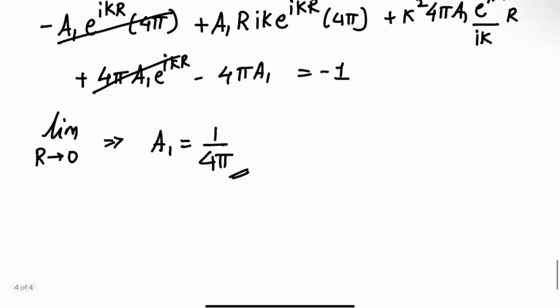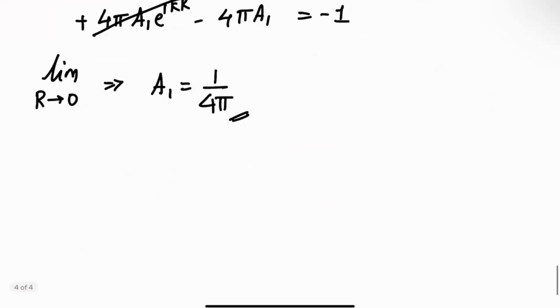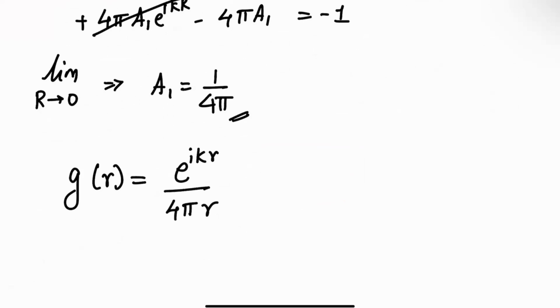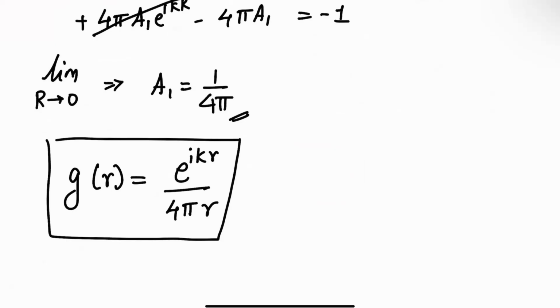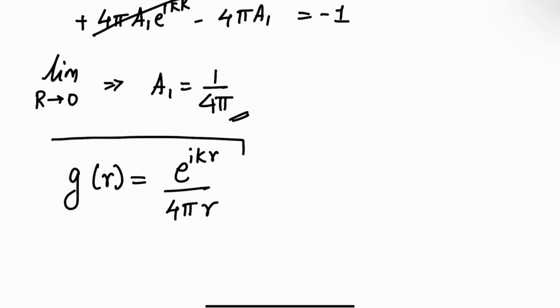Okay, so once you have that, we know what the exact Green's function is, which we saw earlier, but now we've derived it rigorously, right? e to the ikr over 4 pi r. So this deserves a nice box. It's not a very nice box.